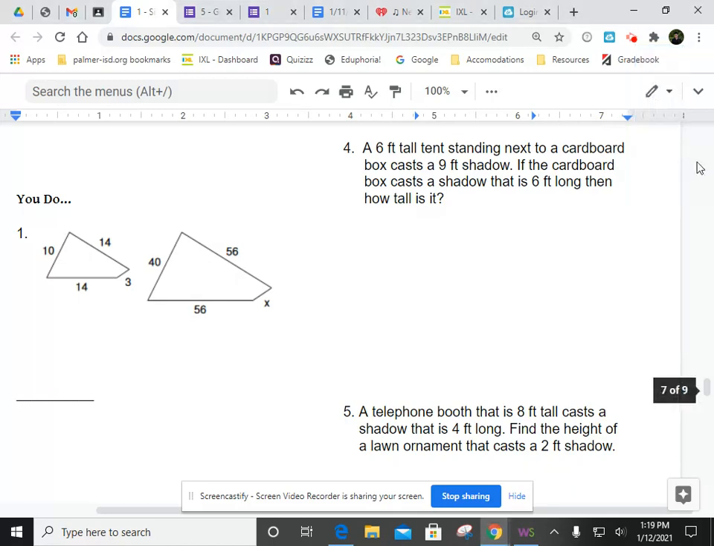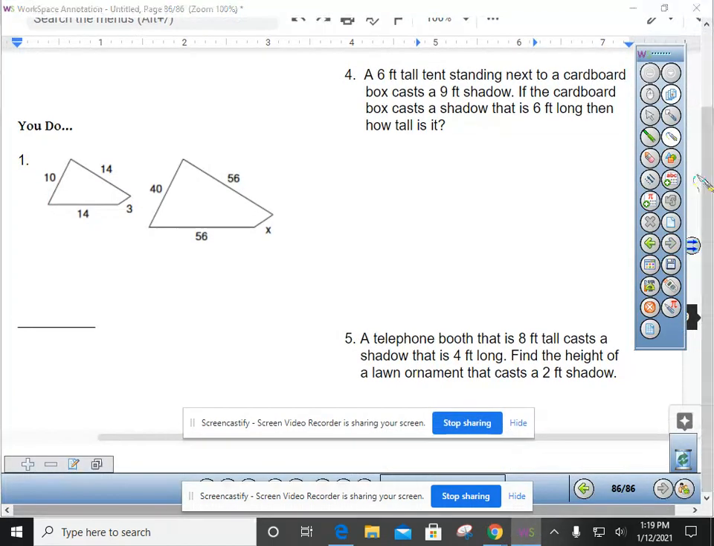And I want to look at number 4. Everybody look at number 4. This is where the words become important. A 6-foot tall tent standing next to a cardboard box casts a 9-foot shadow. If the cardboard box casts a shadow that is 6 feet long, then how tall is it? What is it asking you? How tall? So the words I would use are tall and shadow. And go ahead and make my proportion lines.